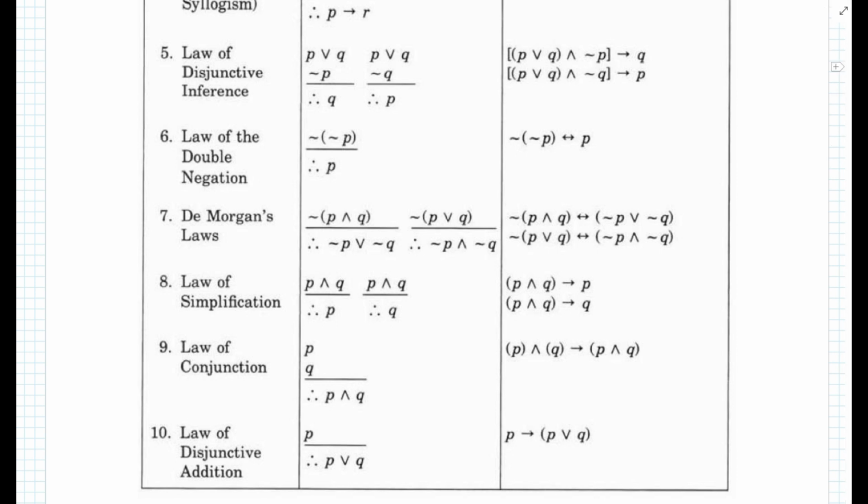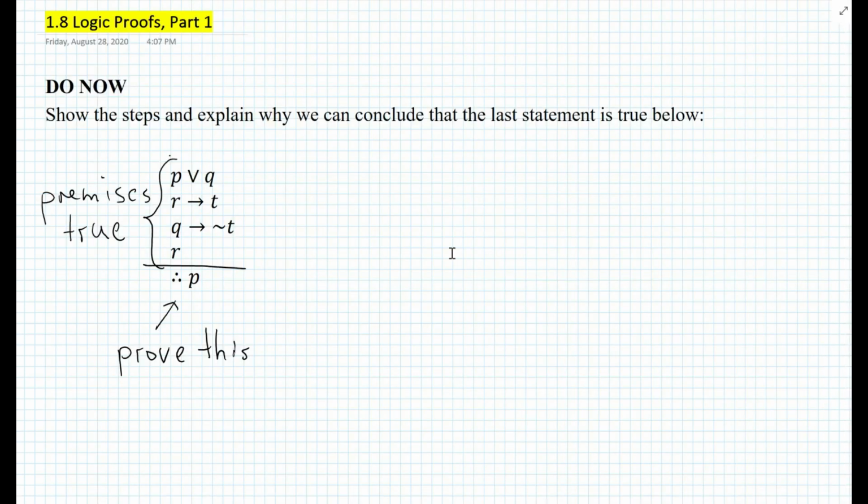So if we go back now to our do now, we want to somehow use any of these 10 laws of inferences to prove that P must be true. So at this point, I encourage you to pause the video, write down the do now, and see if you can use the laws of inferences to prove it, okay? Okay, so at this point, there are many ways to prove the same exact thing. So what I always recommend is to somehow use the givens so that you can combine them.